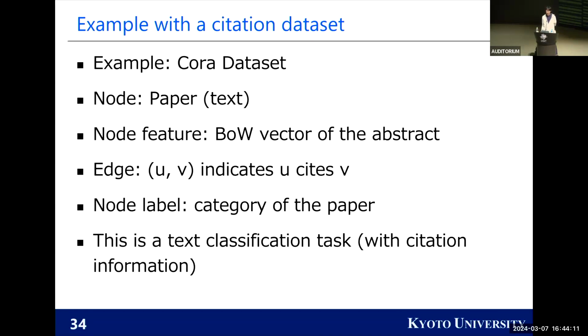And let's see some examples from the basic dataset, the Cora dataset, which is a citation network, where a node is a paper, and node features contain the bag-of-words vector of the abstract, and edge UV indicates paper U cited paper V. And the target label, the node label, is the category of the paper. This is basically a text classification task. We are given a paper, we want to estimate the category of that paper. But the difference from the standard text classification is that we are given citation information as well.